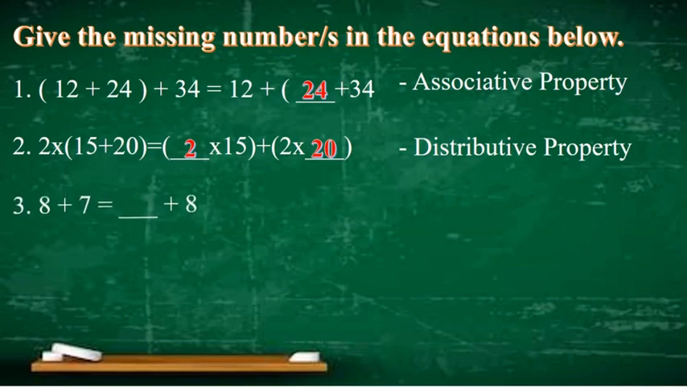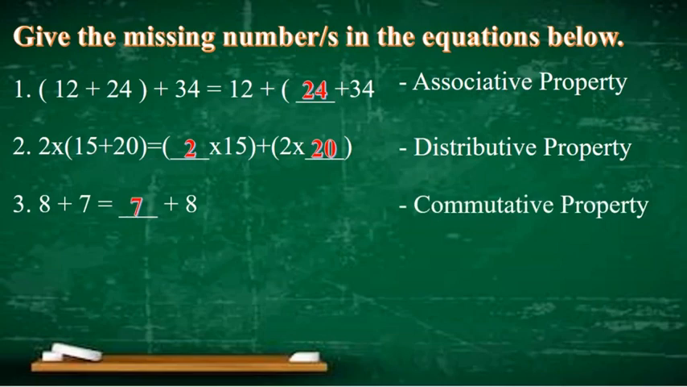8 plus 7 equals missing number plus 8. What do you think is the missing term? Yes, the answer is 7. Why? Because the equation shows commutative property wherein the order of the addends will not affect the sum. Oh, that's a very good answer.